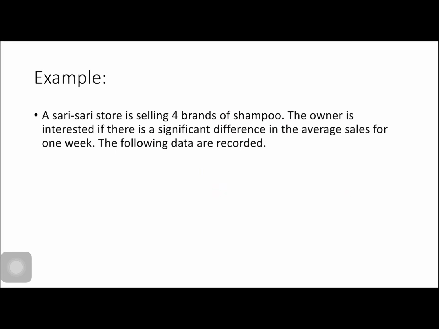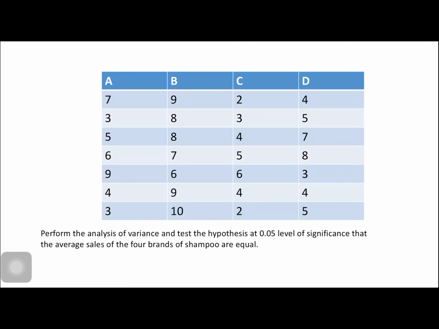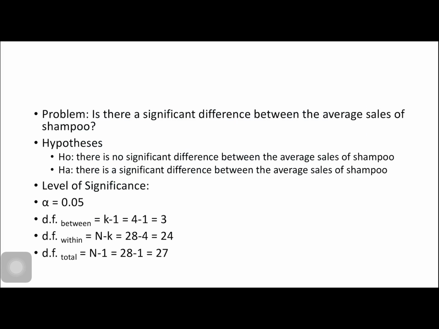Then for our example, a sari-sari store is selling 4 brands of shampoo. The owner is interested if there is a significant difference in the average sales for 1 week. The following data are recorded. So these are our average sales for the 4 brands of shampoo. What are we going to do? Perform the analysis of variance and test the hypothesis at 0.05 level of significance that the average sales for the 4 brands of shampoo are equal.